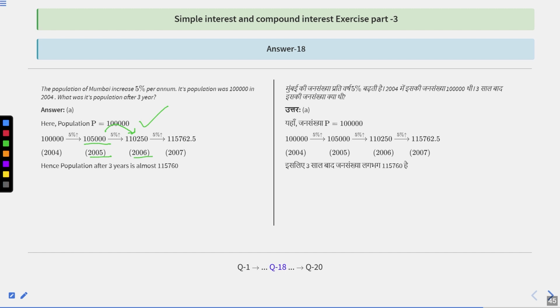So it will become 1,10,250 in 2006. So it again increases by 5% of the total population. So it will become 1,15,762.5. So this will be our answer. Almost 1,15,760. So A is the correct answer. Next one.